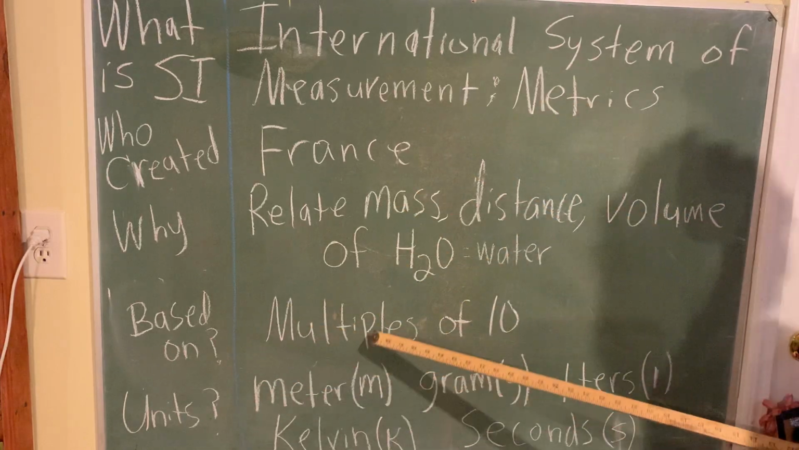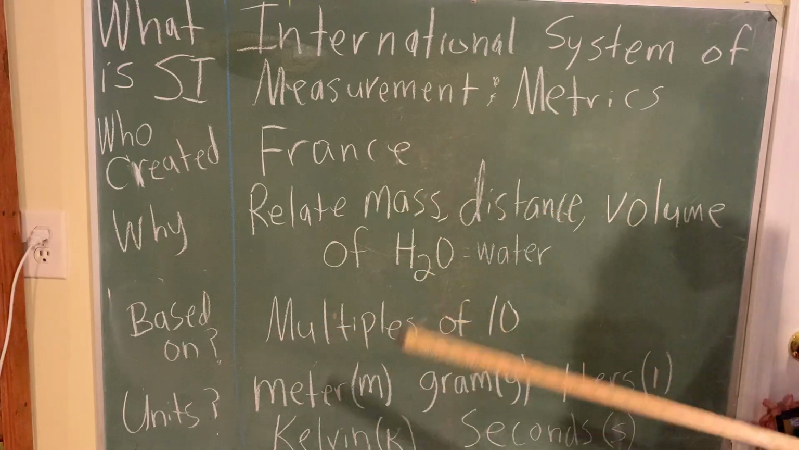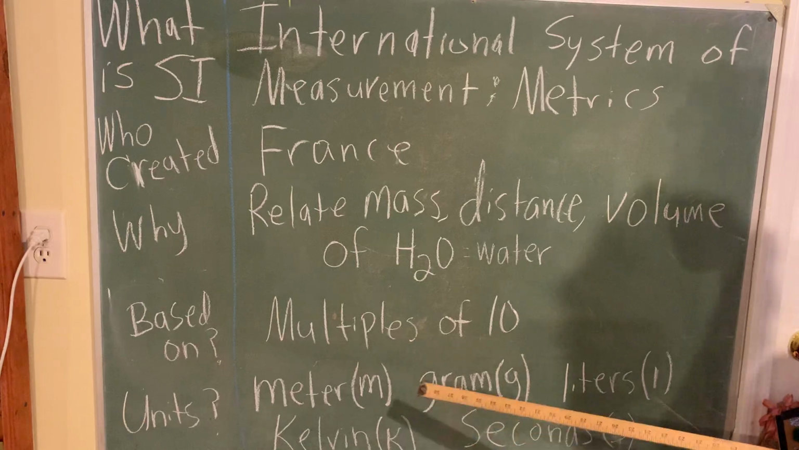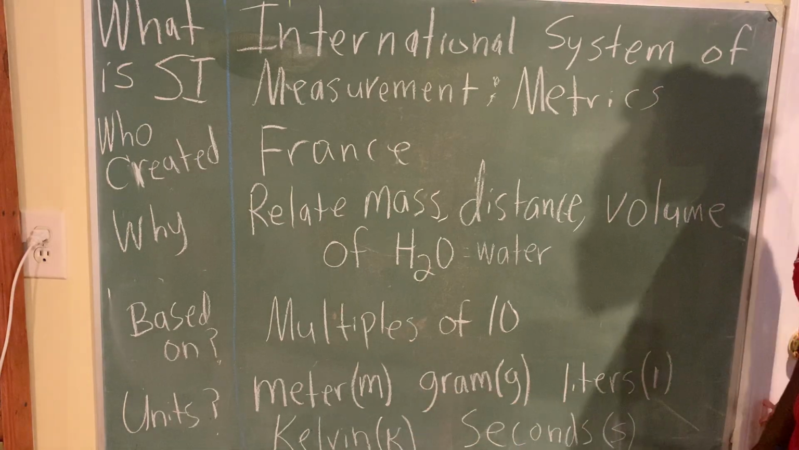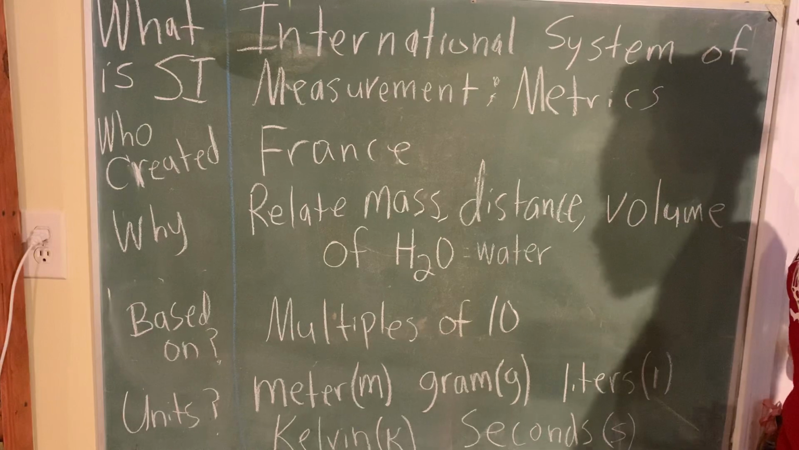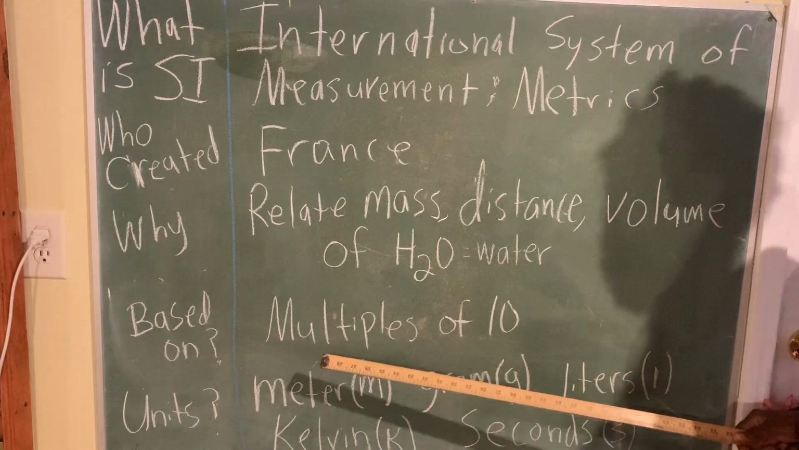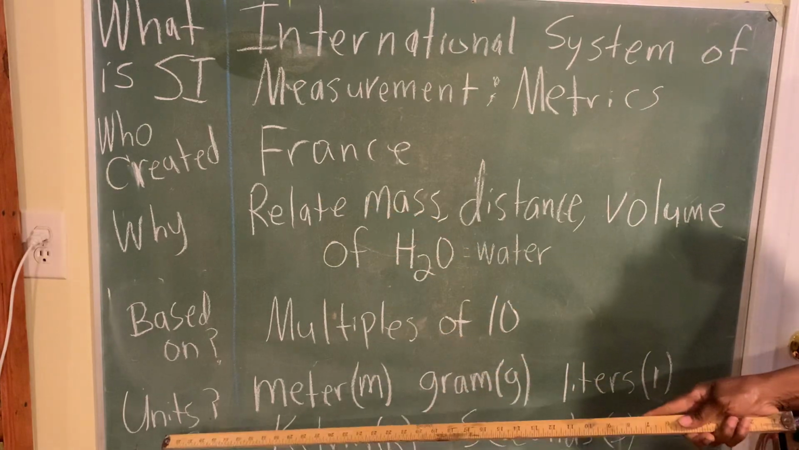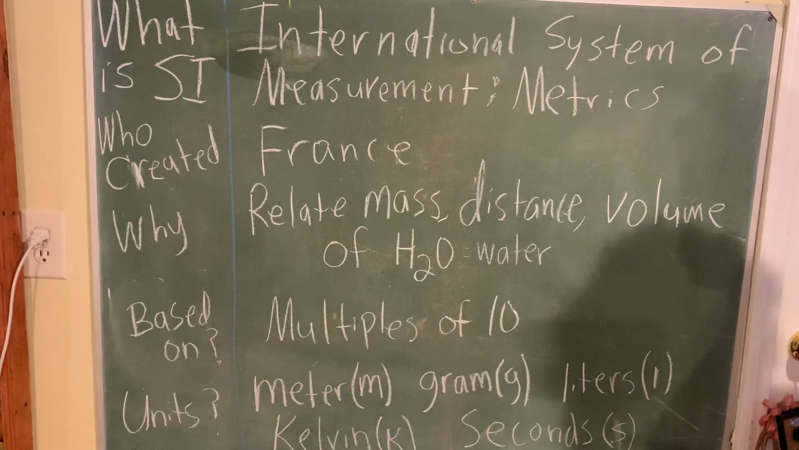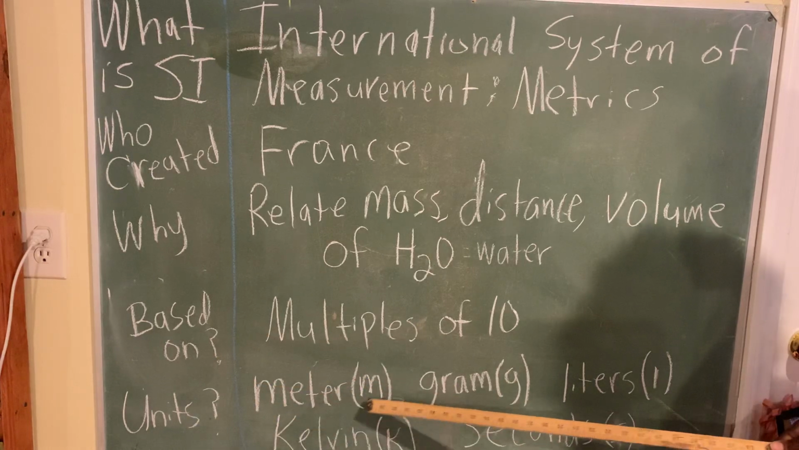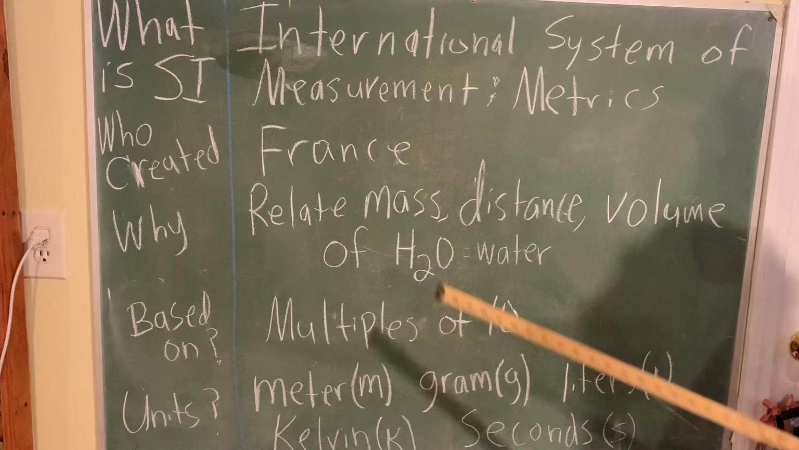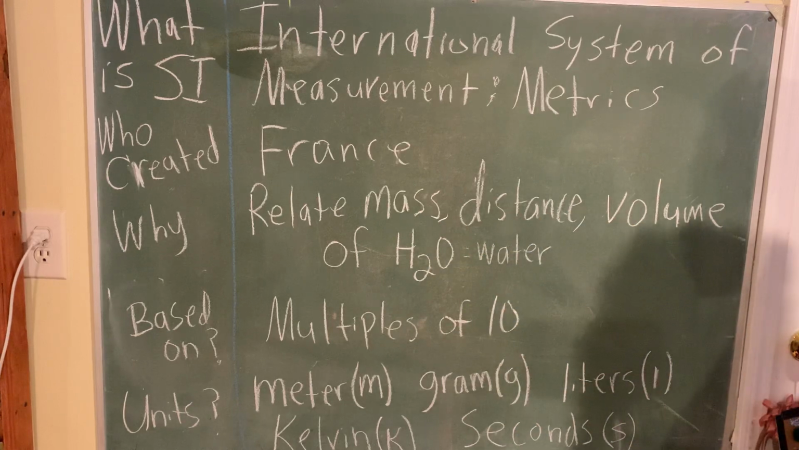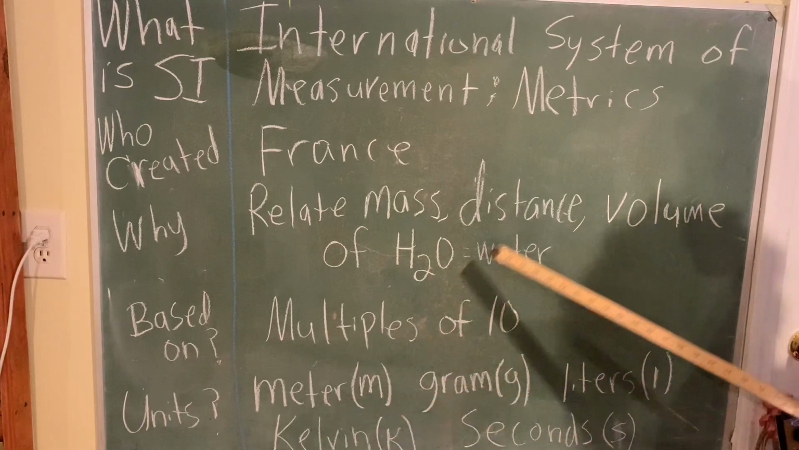The metric system is based on multiples of 10. That's very important. If you understand that, it is a really easy system because of the fact that it's based on 10. Okay, the units. What are my units? The units are meter. What do you think meter is going to measure? It's going to measure mass, distance, or volume. Which one do you think it's going to measure? That's right. Exactly. Length or distance.